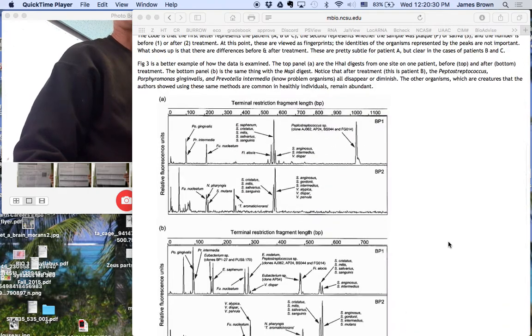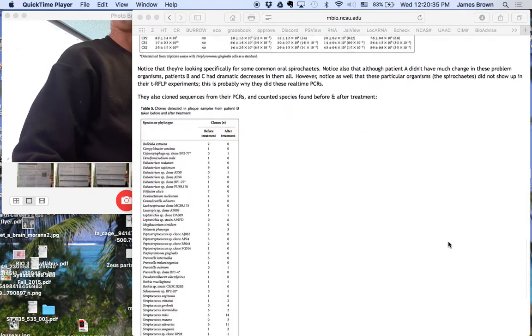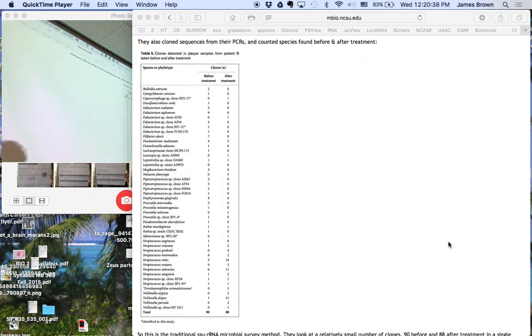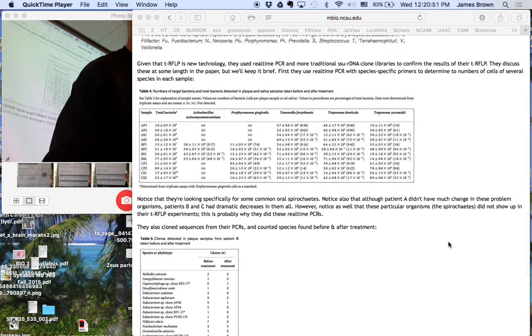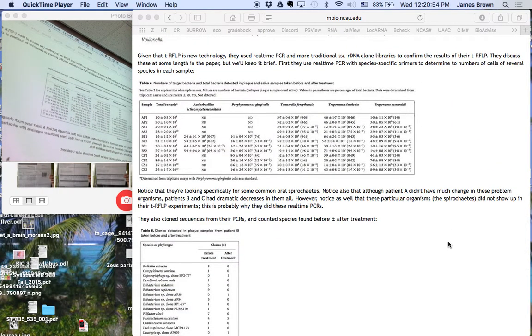I'll point out, by the way, that these are extremes. These people clearly have very serious gingivitis. When this paper was done, this tRFLP technology was new and not the sort of thing that people were going to take at face value. So they did one thing. They did real-time PCR for a very specific reason, which is that they don't see any treponema or any spirochetes at all in any of their tRFLP patterns. And yet, if you look under a microscope, you can see they're there. Can any of you think of a reason why this might be?